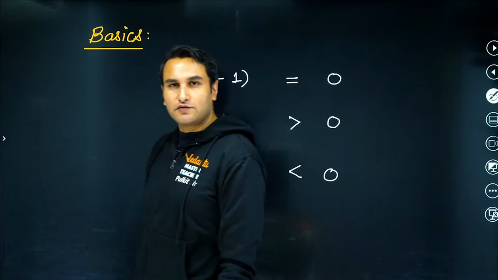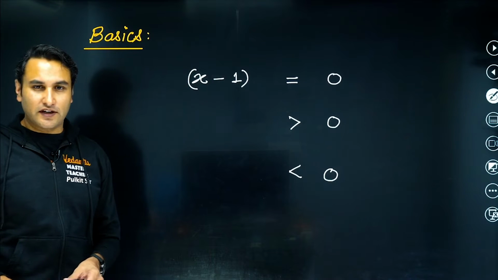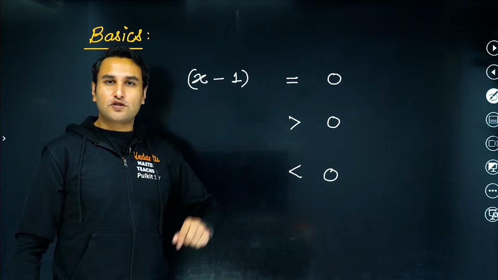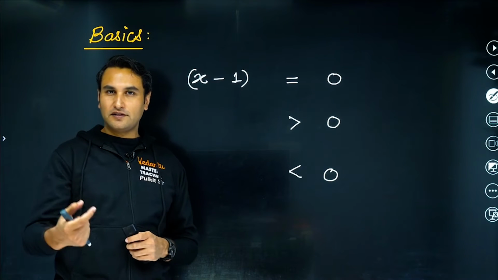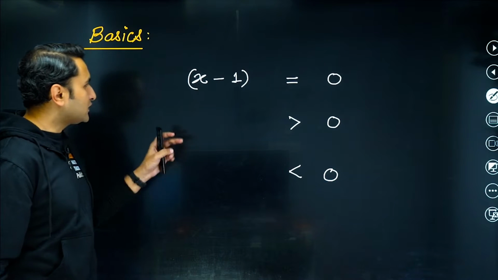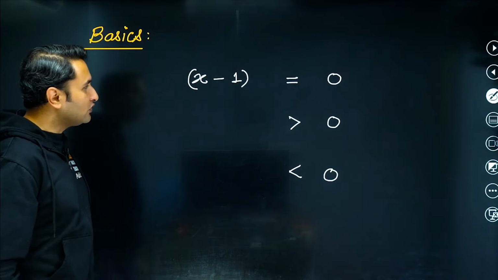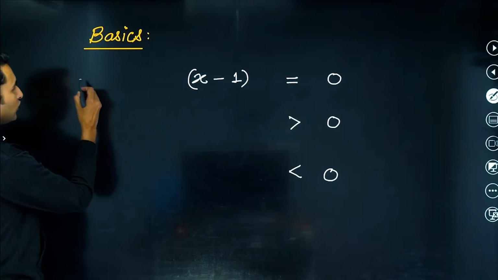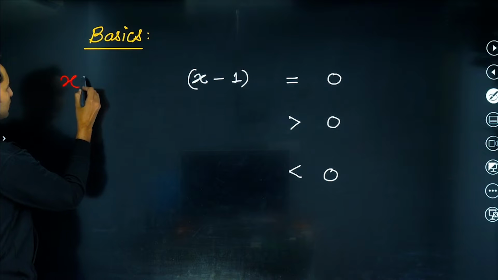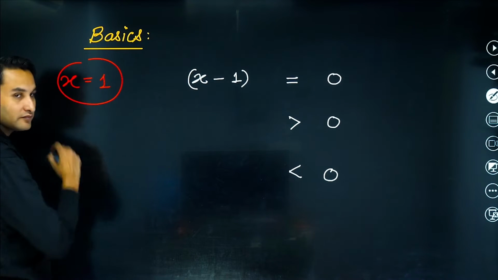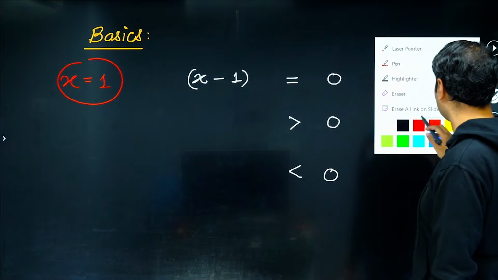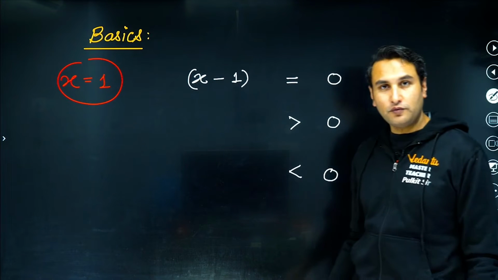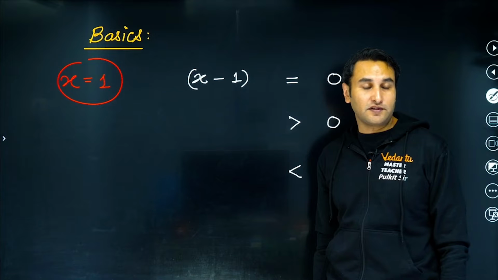Let's start with something which is very simple for you to understand. Do you know what is x minus 1 equal to 0? When you solve it, what will you get? All of you tell me, write in the comments. X minus 1 equal to 0. All of you know that x is equal to 1. It is the root, or the solution, of x minus 1 equal to 0. Agree? This is what you know.